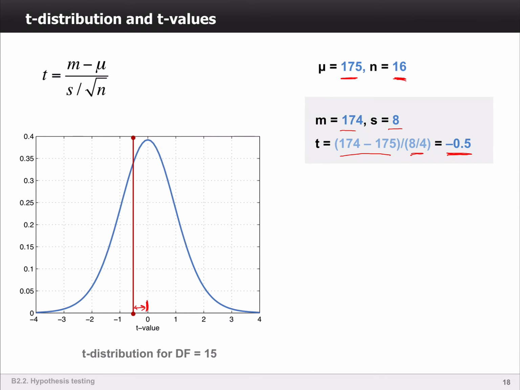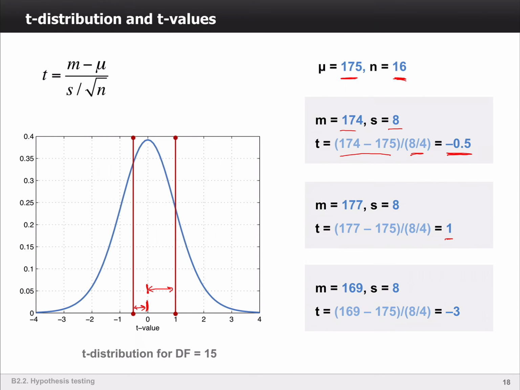It's not very extreme. What if we have another sample, and in this case we got 177 as the average of the sample and the standard deviation is 8? Well, in this case t is equal to 1, so it will be here. And the distance is a bit larger, so it's a little bit more extreme. But still, you can see that it is within the area of most common values, right?